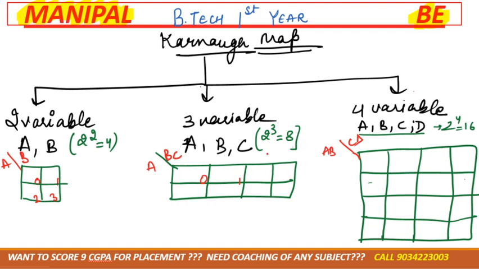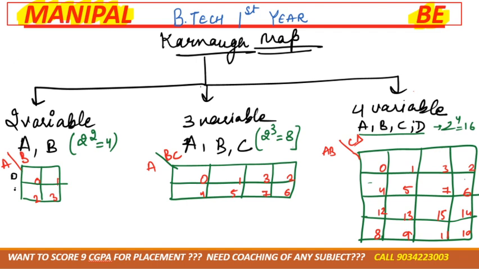Like 0, 1, then skip the third column, 2, back to the third column, 3, 4, 5, leave the third column, 6, 7. Similarly here 0, 1, 3, 4, 5, leave it, 6, 7. Now leave the complete third row. Then 8, 9, 10, 11, 12, 13, 14, 15. Got it?